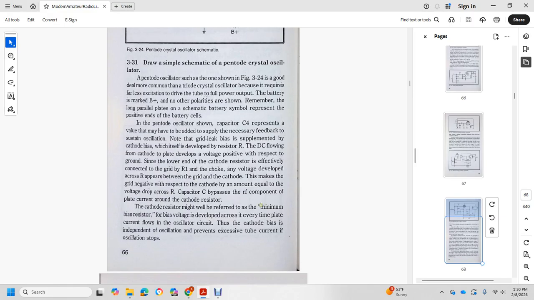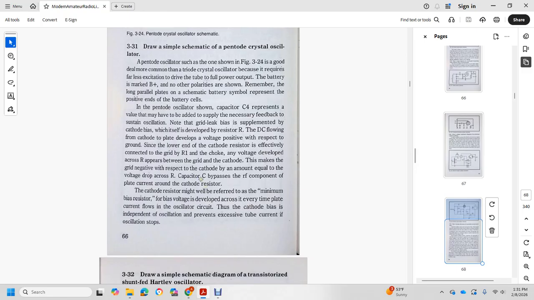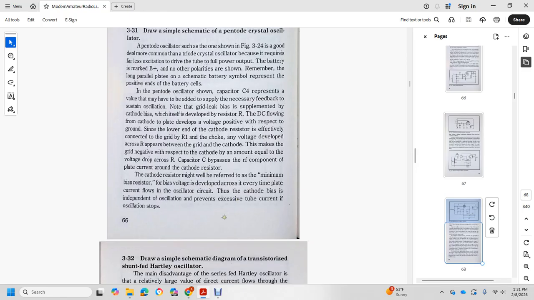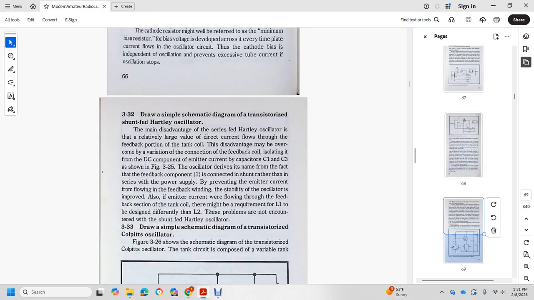The cathode resistor is also referred to as the minimum bias resistor. Bias voltage is developed across the resistor every time plate current flows in the oscillator circuit. Thus, the cathode bias prevents excess tube current, and the oscillation stops.